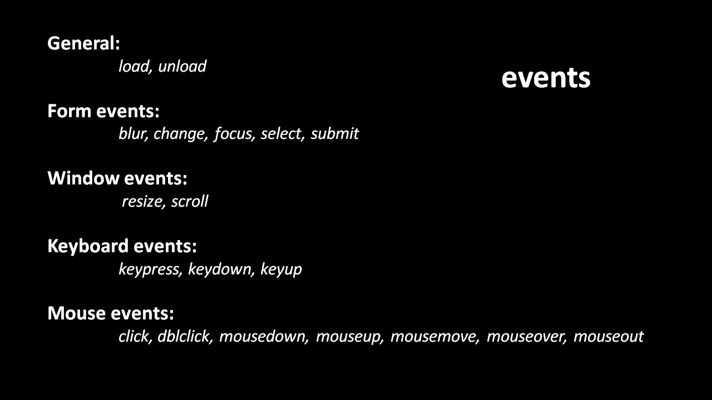When certain things happen in the browser, mainly when the user takes action, such as clicking on something, this triggers what's called an event. And in our JavaScript code, we can register functions to be executed when certain events occur. What you see here is a mostly complete list of all the events that get triggered in the browser.